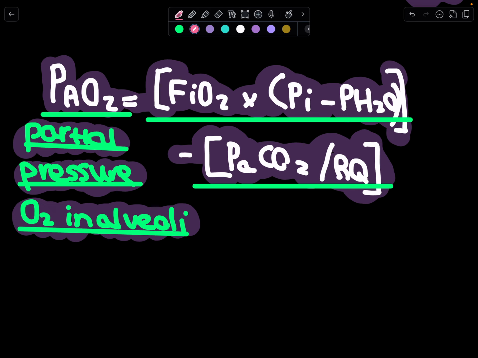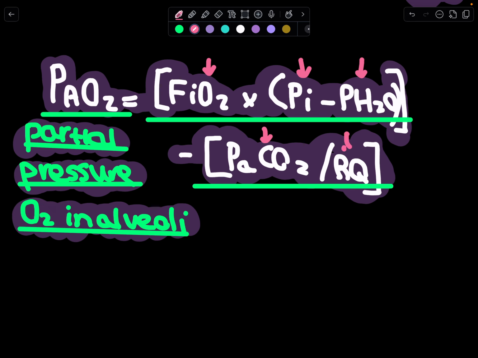2. PiO2. This is the pressure of oxygen in the air you breathe in, but adjusted for your lungs. You start with the oxygen in the air, about 21% of it. That's FiO2, or 0.21. At sea level, total air pressure is 760 millimeters of mercury, but your lungs add water vapor, like humidity, which takes up space, about 47 millimeters of mercury. So, you take 760 minus 47 equals 713 millimeters of mercury. Then, multiply by 0.21 to get PiO2, about 150 millimeters of mercury. That's the oxygen pressure you're starting with.